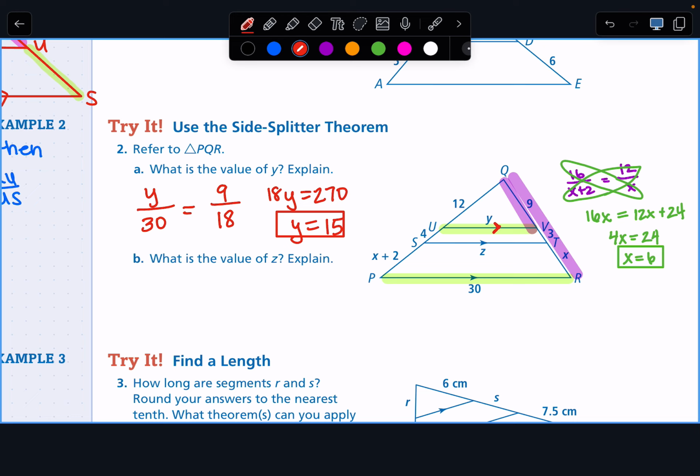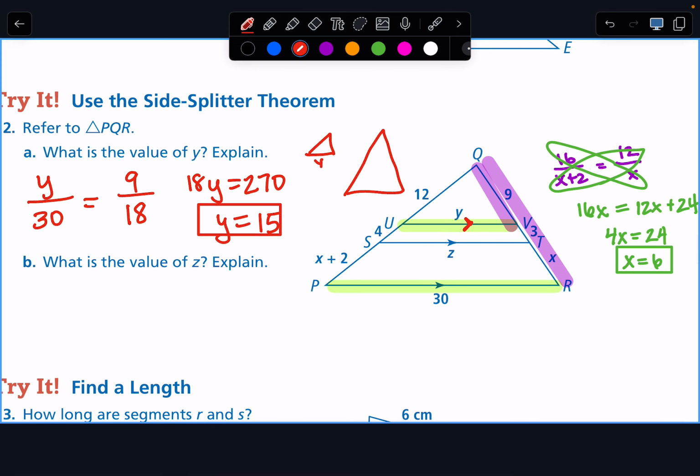Well, what I did is since I was missing this piece instead of one of the side splitter pieces, I was missing a bottom piece. So I had to think about little triangle and big triangle. So I had to think about, well, this is y and this is 9, this is 18 and this is 30. Wait, can't you just technically go 30?